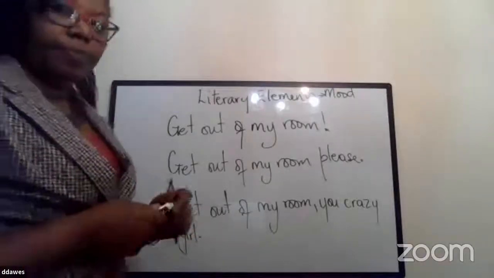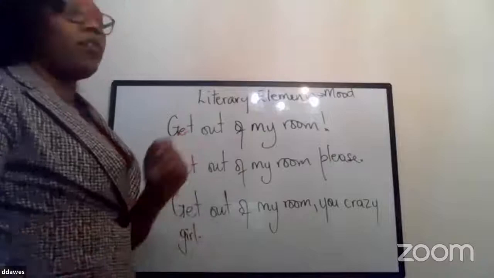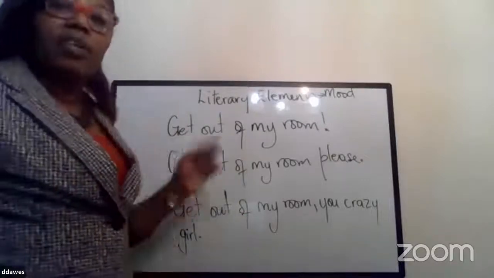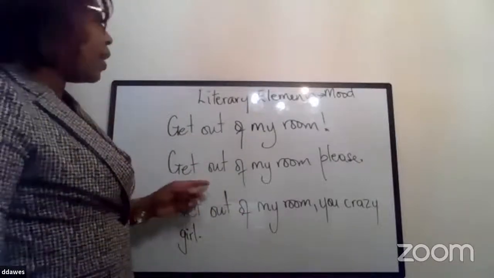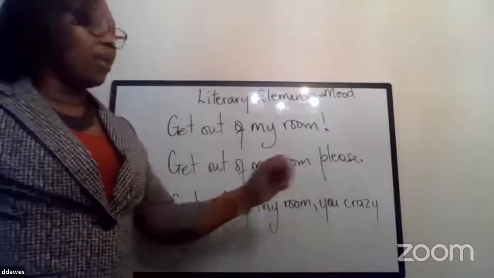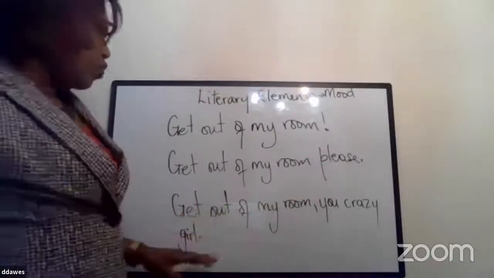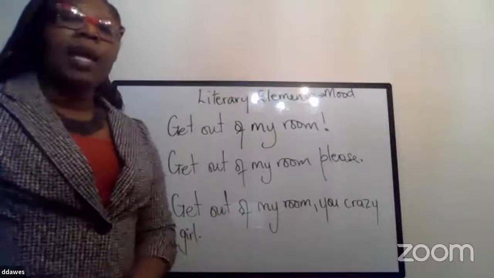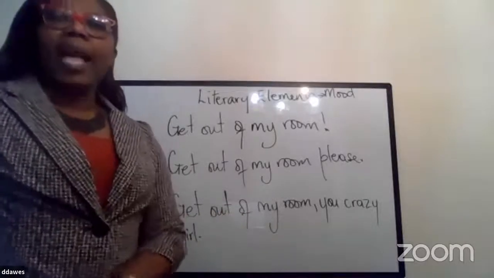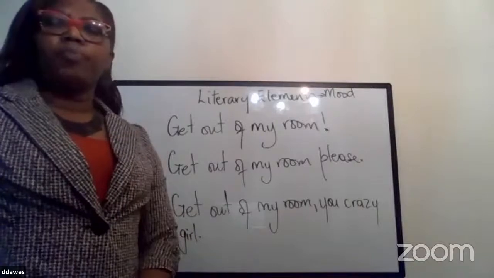Okay, so "Get out of my room!" you have the exclamation mark there. "Get out of my room, please." You have the full stop, also called a period. "Get out of my room, you crazy girl." Okay, now let's do number one. "Get out of my room."